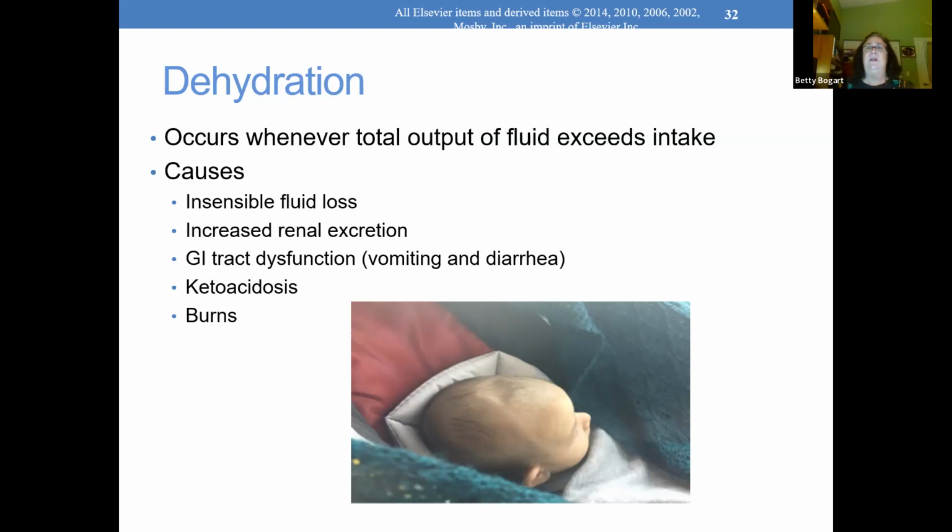That means there is not enough fluid in the body. Could be due to the fever. That's biggest, number one. It could be due to vomiting, diarrhea.